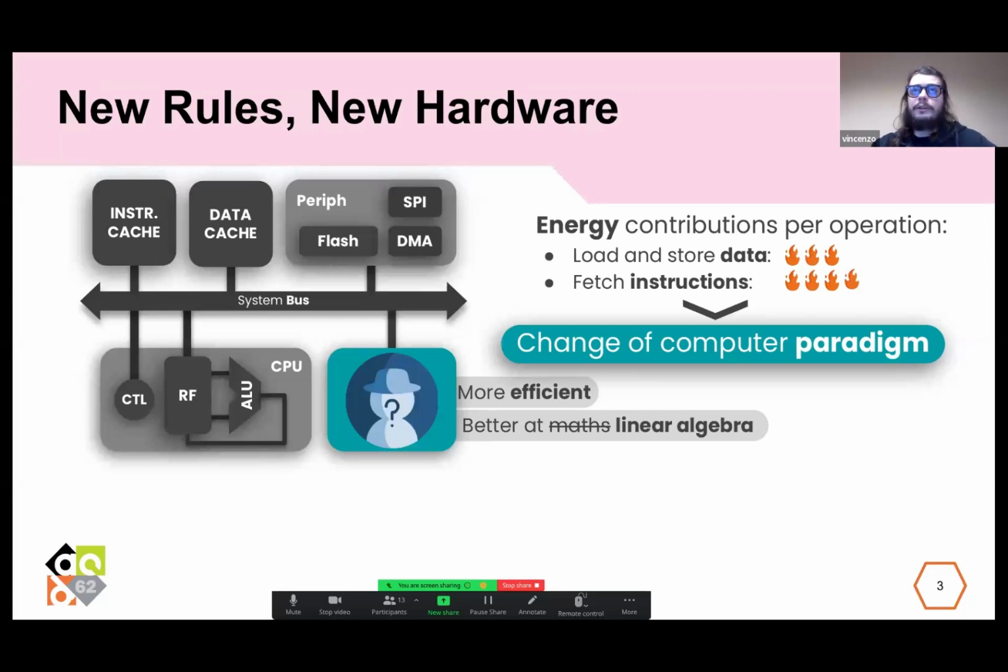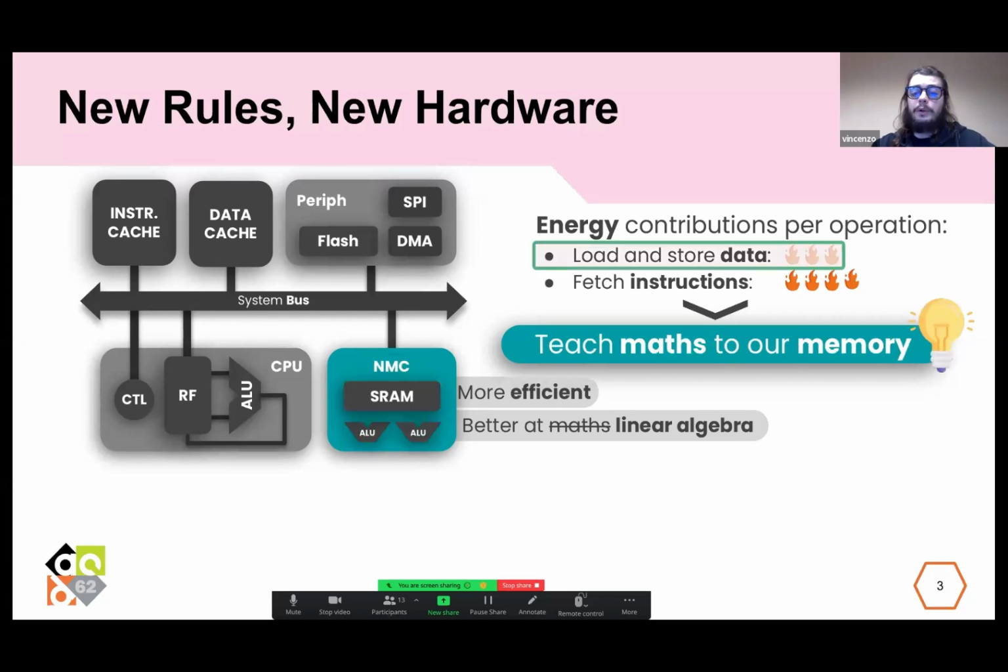When thinking of a much more configurable way, first of all, we went to near memory computing, because it decreases the energy contribution of loading and storing data: computation happens inside the memory, so we don't need to fetch the data from the memory and store it back again. In this way we are also trying to equip the memory with some vector processing units such that we can run vector workloads.